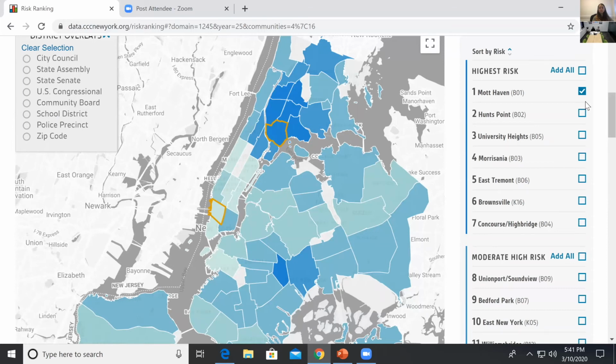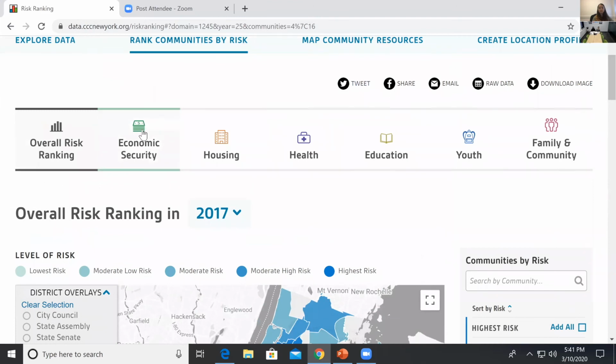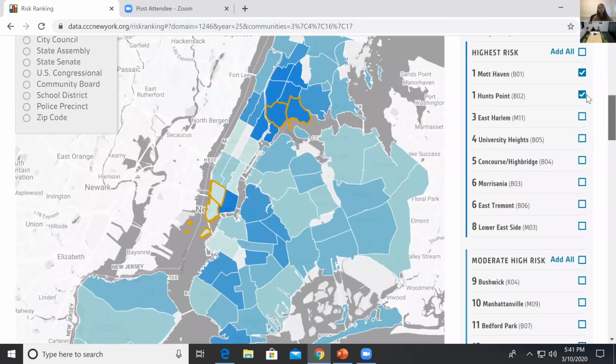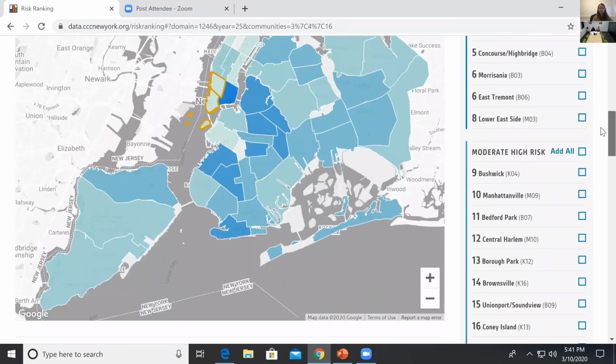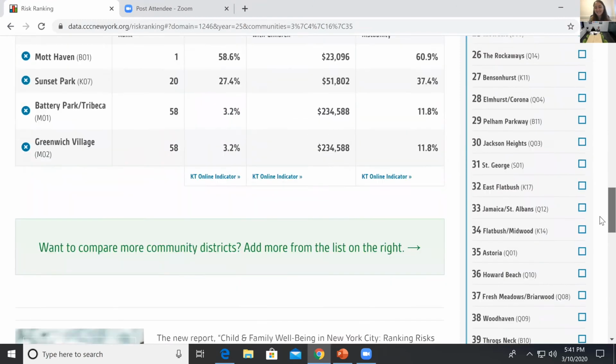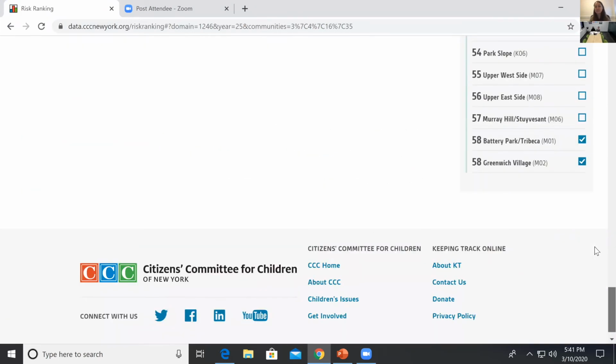So if we look here at overall risk, I want to actually come up here because this will be more illuminating. If we go over to economic security and we click on the highest risk community, let's put a moderate risk community in there too. Let's do Sunset Park for Laura. All right, and then we'll put the lowest risk community.